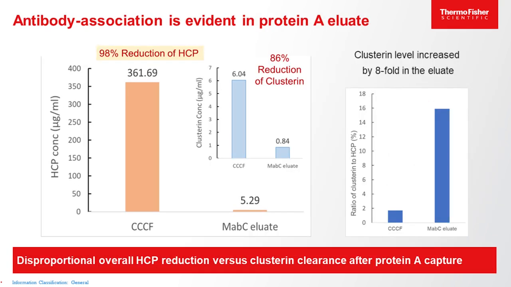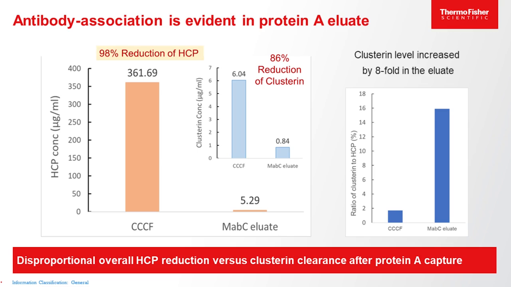So we started off by quantifying host cell proteins and clustering amounts in the clarified harvest and also on the MapCapture-C elution pool. When you look at the harvest, we have a very high concentration of host cell proteins, and on the MapCapture-C eluate, we are able to remove up to 98%, which is very good.